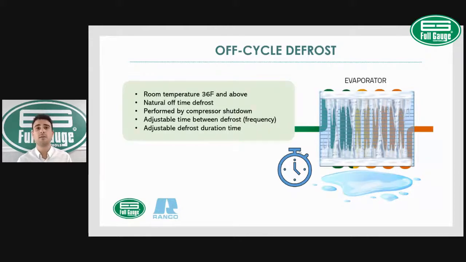That basically works by stopping the refrigeration system for a certain amount of time, letting the evaporator coil naturally melt down the ice. So you're going to run the refrigeration, the cooling process, on and off for 4, 6, 8 hours, and you're going to stop that system for a set amount of time, 15, 20, 30 minutes, in order to naturally melt down that ice present on the evaporator coil. So the off-cycle defrost is commonly found in medium temp applications.